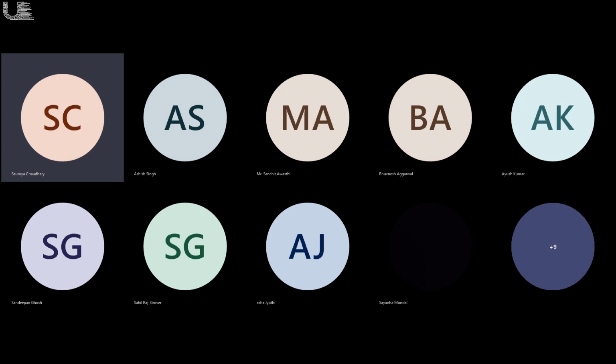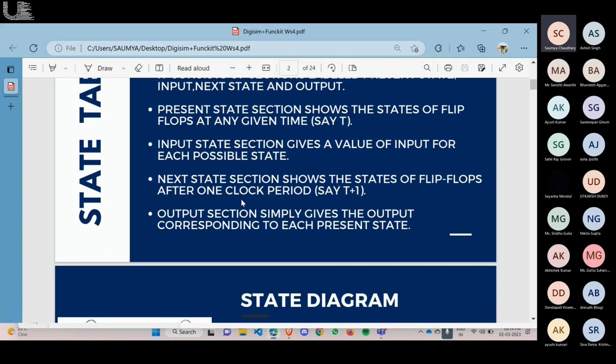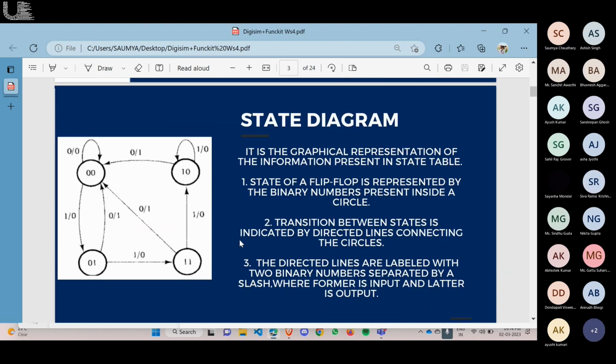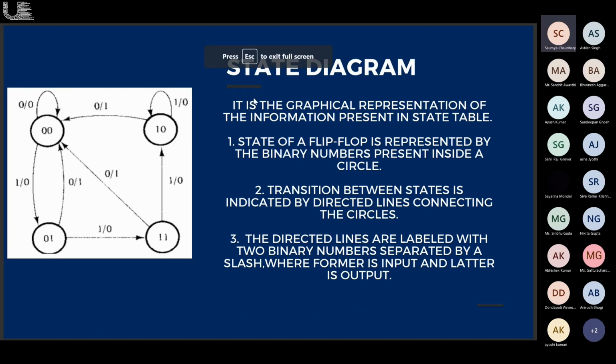The input state section represents the possible inputs we provide to the system, and the output section simply gives the output of the corresponding inputs. So here's the state diagram. Simply, the state diagram is the graphical representation of the information present in the state table.